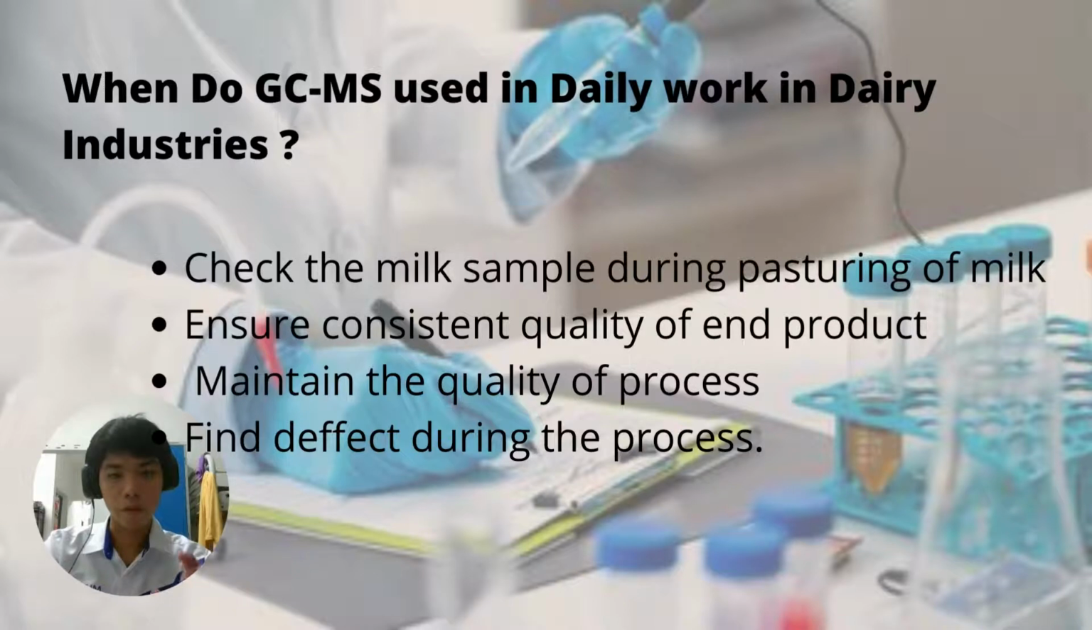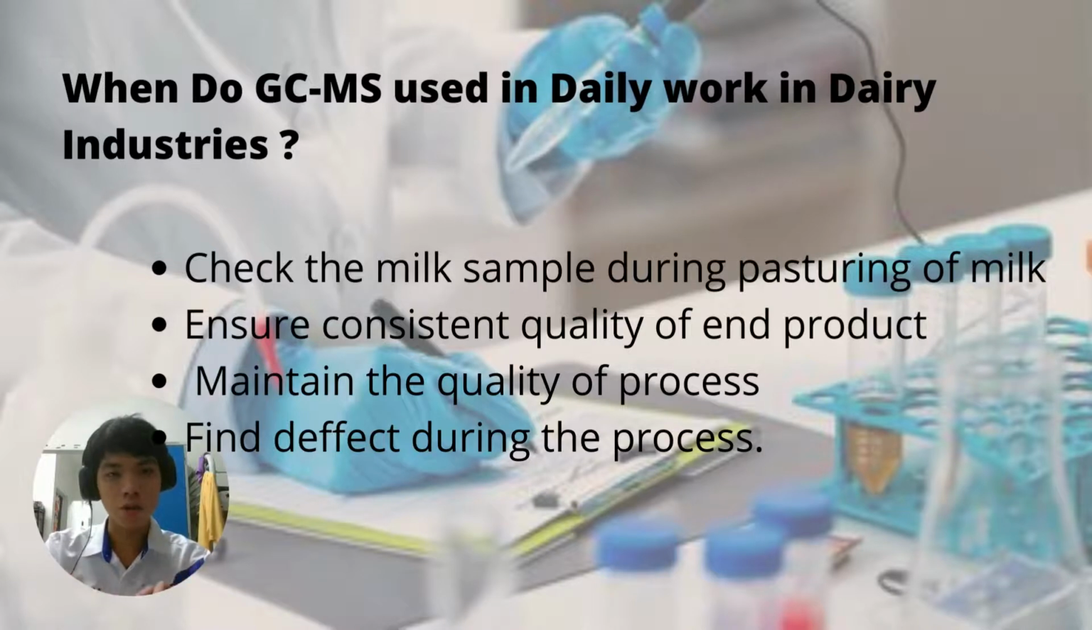Most of the time, other than research and development, we use the GCMS to do routine checks, where we select only a few compounds like the pesticide, stearic acid, the fatty acid, and also tocopherol, which we check in the milk sample for quality during the pasteurizing of milk. We heat the milk, and we don't want the nutrients to degrade, so we use the GCMS to check each of the important nutrients to prevent their degradation.